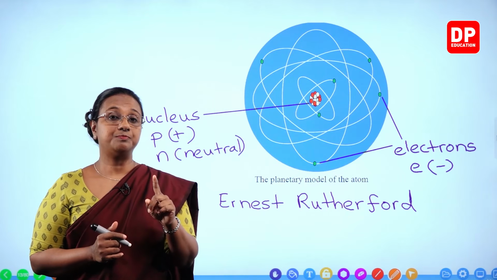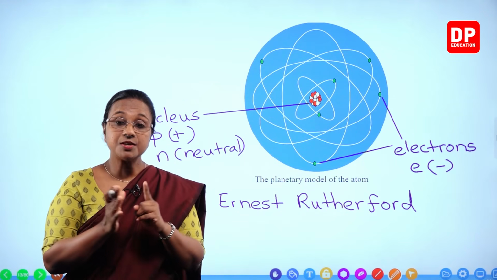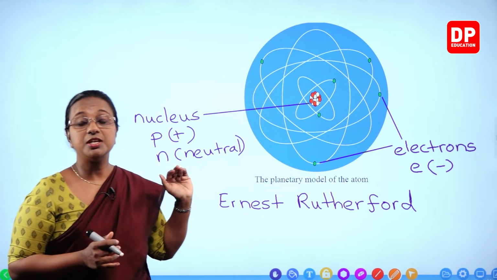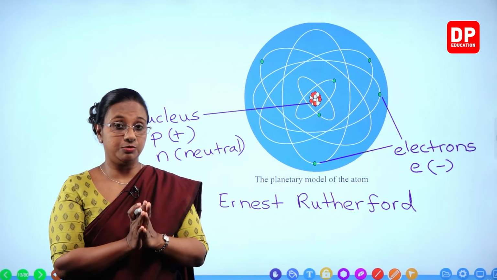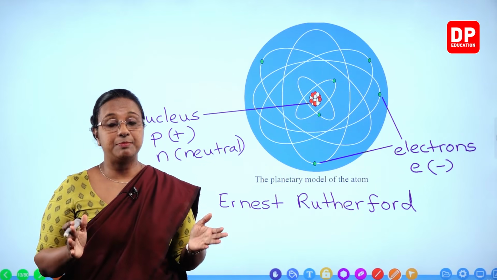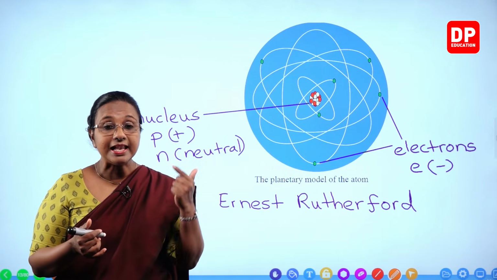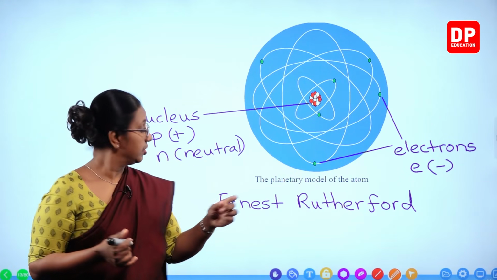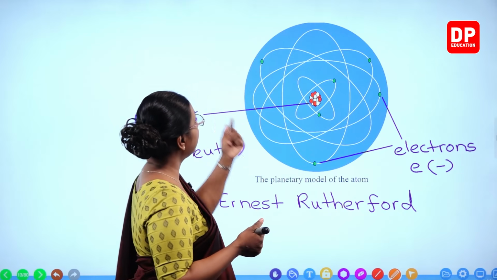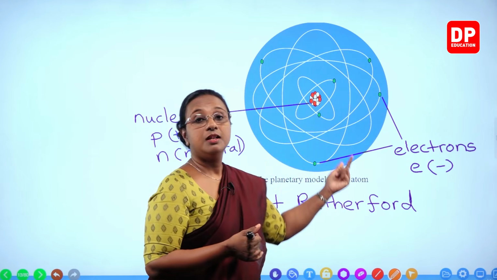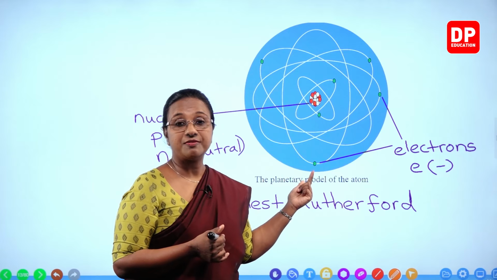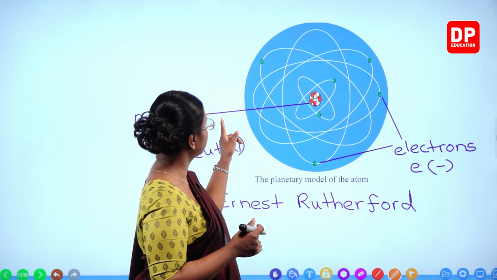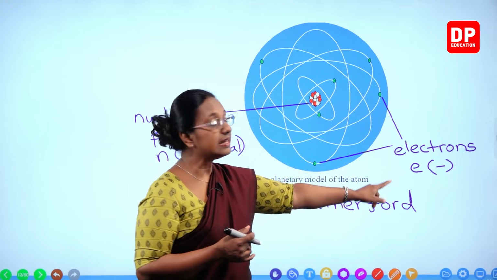At the same time, you all know, because of this attraction, there is a possibility that the electrons come closer to the nucleus and can collide with the nucleus. But that does not happen. Why? Because the electrons themselves are rotating on their axis. So these electrons are rotating and going around the nucleus. Because of that, they remain in their orbit. At the same time, there is attraction between the nucleus and the electrons.